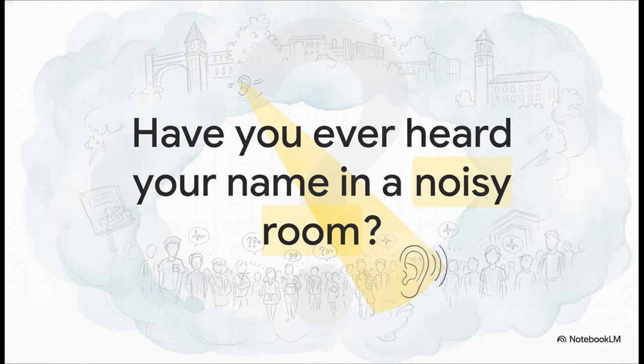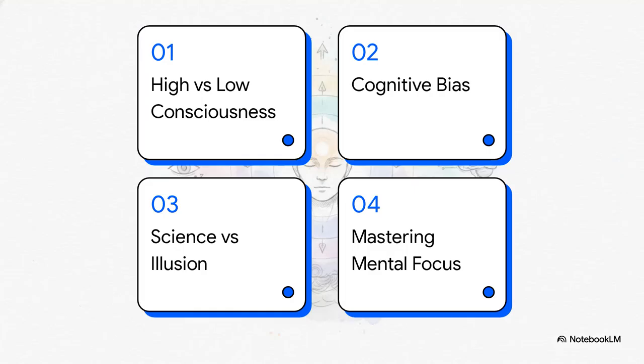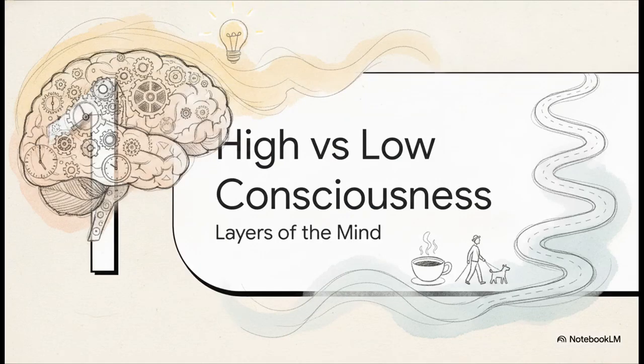So here's our roadmap for today's psychological deep dive. First, we'll cover high versus low consciousness. Then we'll look at consciousness and cognitive bias, followed by hypnosis, science versus illusion. And finally, we'll wrap it all up with mastering your mental focus. All right, let's start with our first layer of the mind, high versus low consciousness.